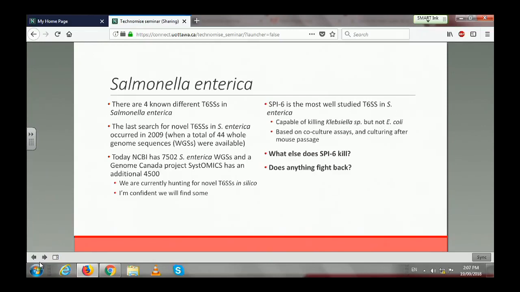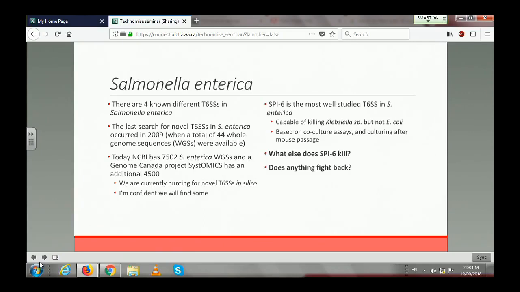But when they found these 4, they're not in the same Salmonella strains, they're kind of spread out over the phylogeny of Salmonella. And if you know a lot about Salmonella phylogeny, it's big. So there's a big diversity of type 6 secretion systems in the diversity of Salmonella. And when they did the search where they found the 4, they did that in 2009, and they had a whole 44 whole genomes available to study to find those 4.